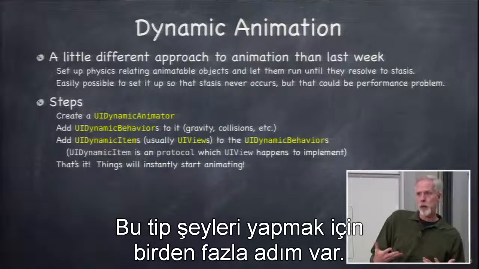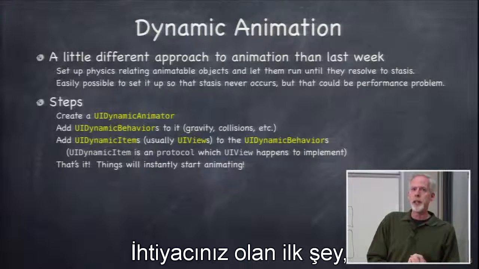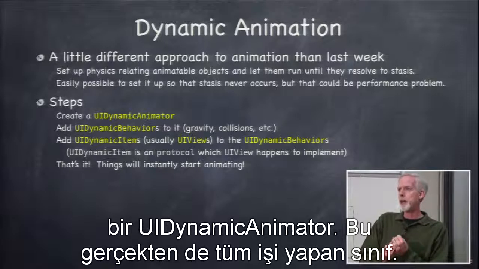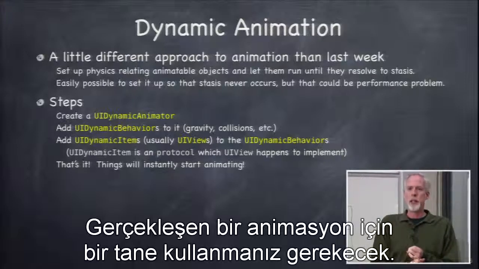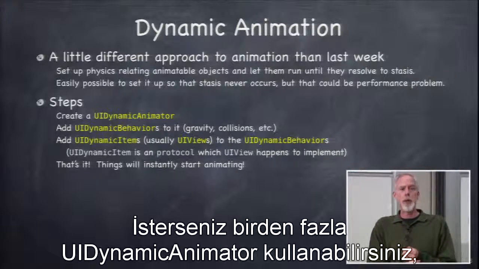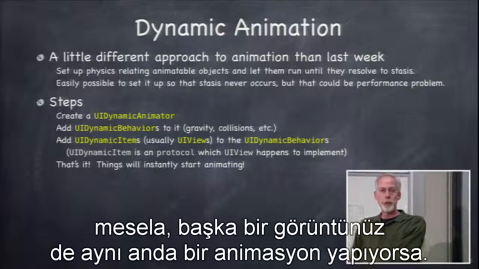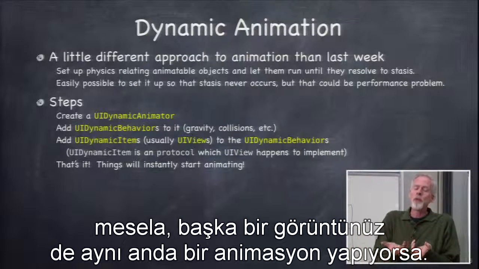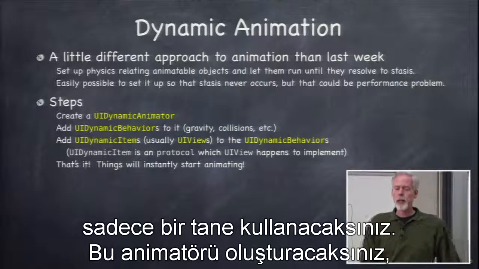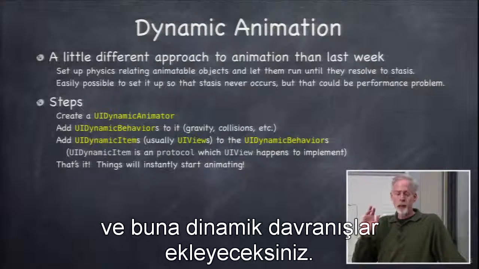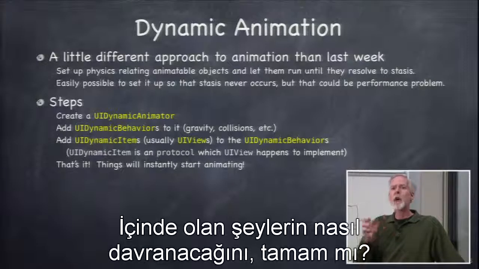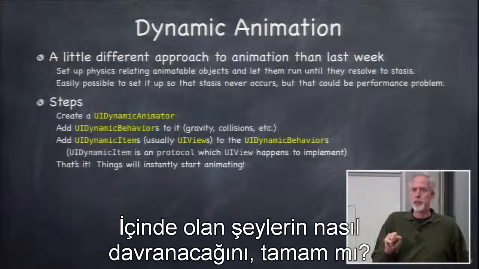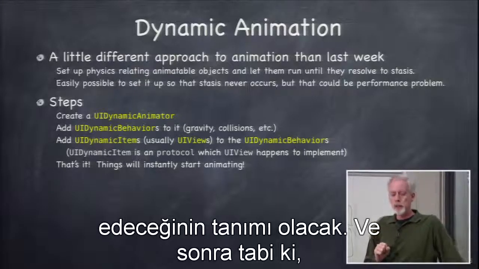The way you make this stuff work, okay, it's a multi-step process. The first thing is you're going to need a UIDynamicAnimator. That's the class that really drives the whole thing. So you need one of those, and you'll only have one for any animation that's going on. You can have multiple UIDynamicAnimators if you had, for example, another view doing some animation at the same time. But within your own view, you're probably just going to have this one animator. So you're going to create this animator, then you're going to add dynamic behaviors to it. So behaviors are like gravity and collision and things attached to each other. It's how the things inside are going to behave, okay? And these are basically physics-based descriptions of how they're going to behave.